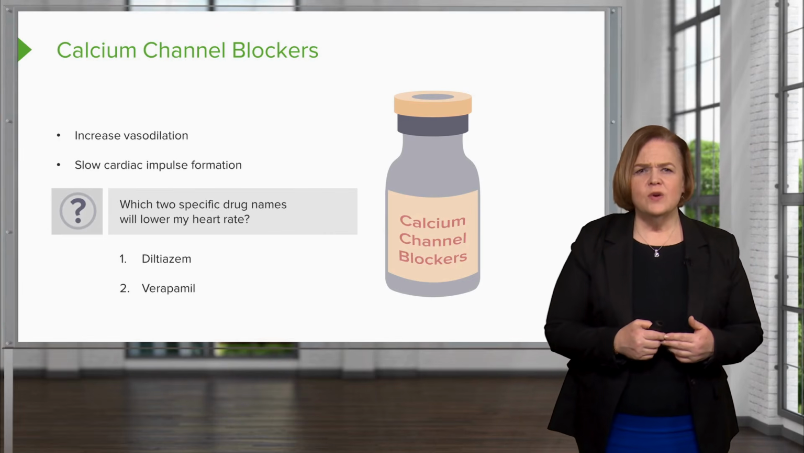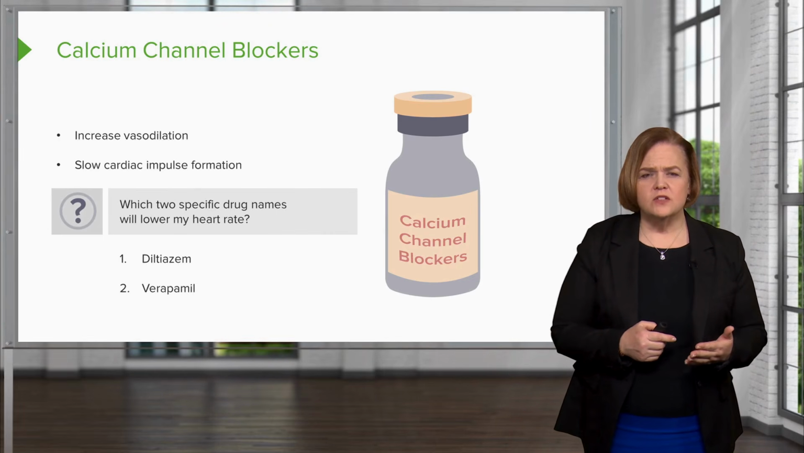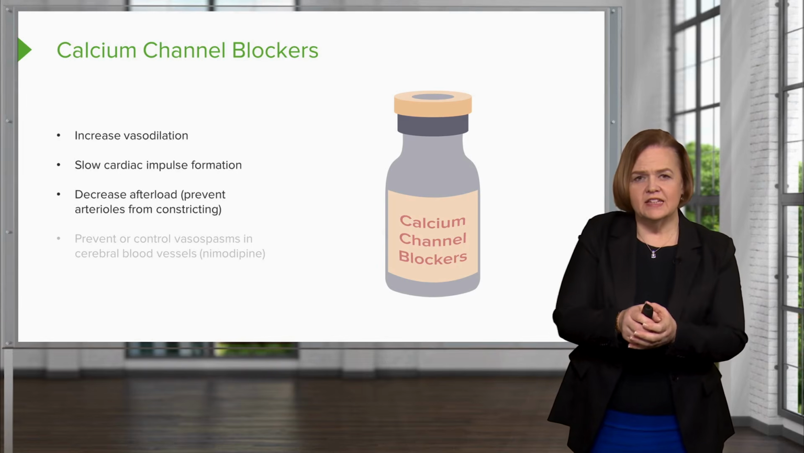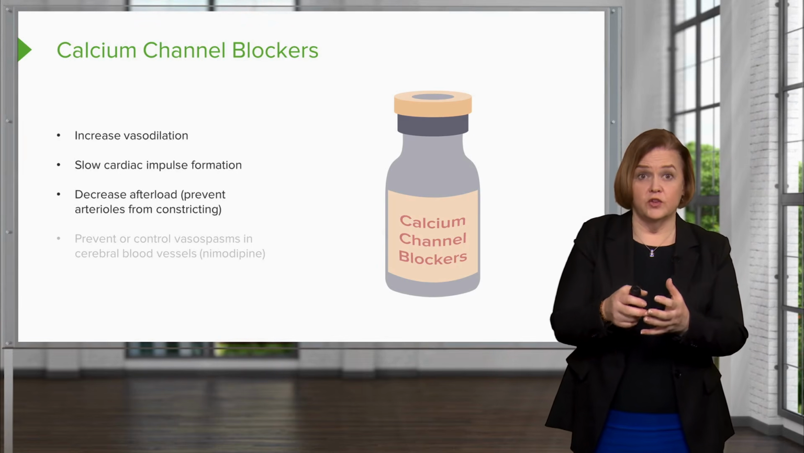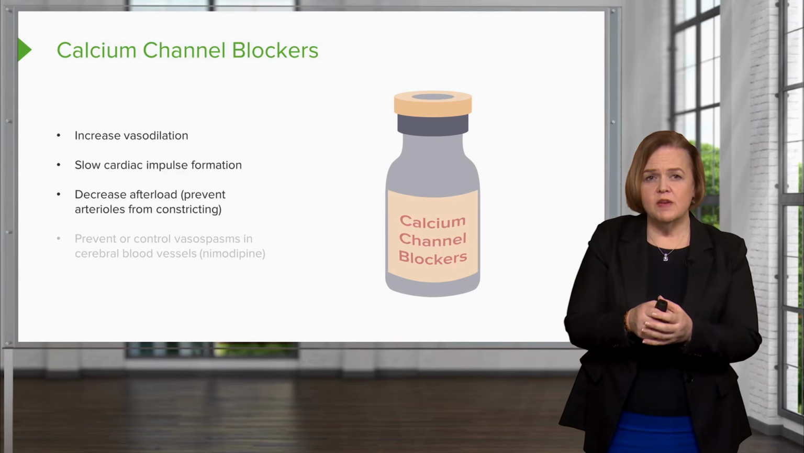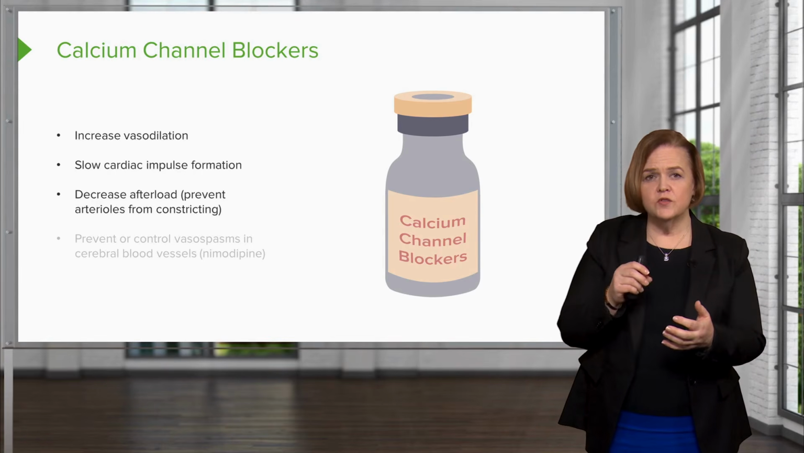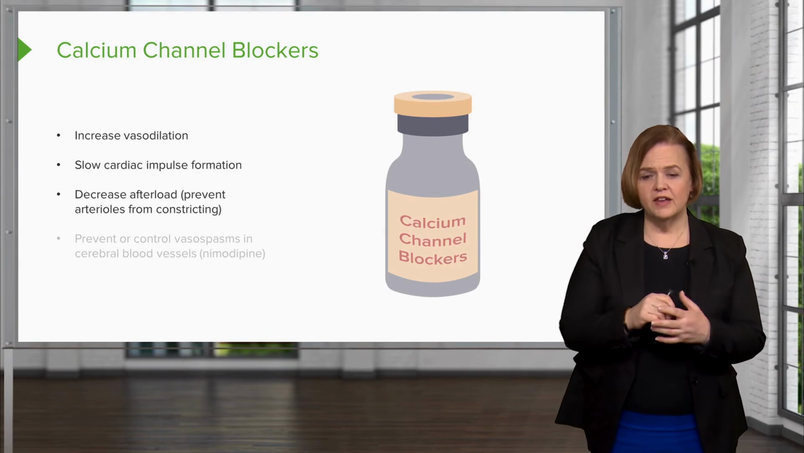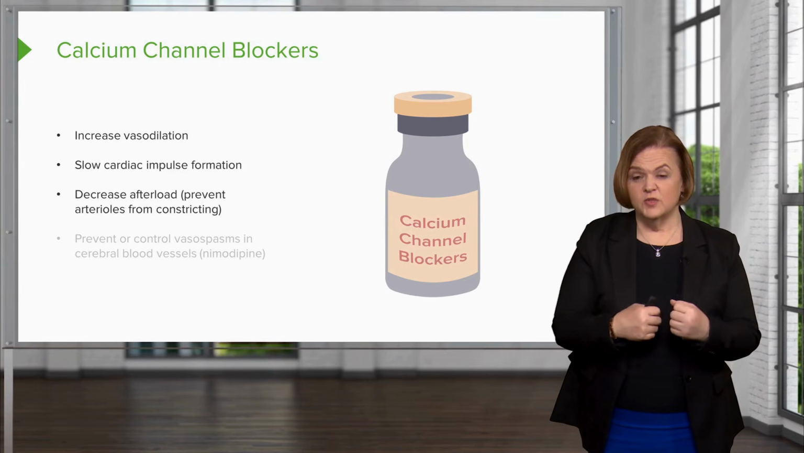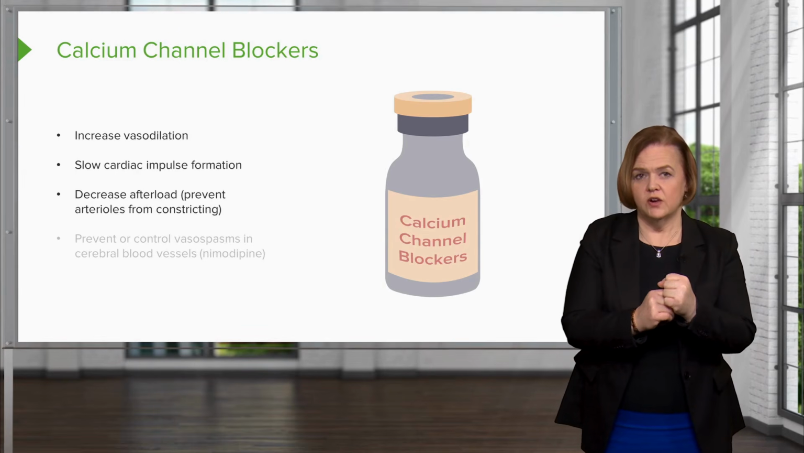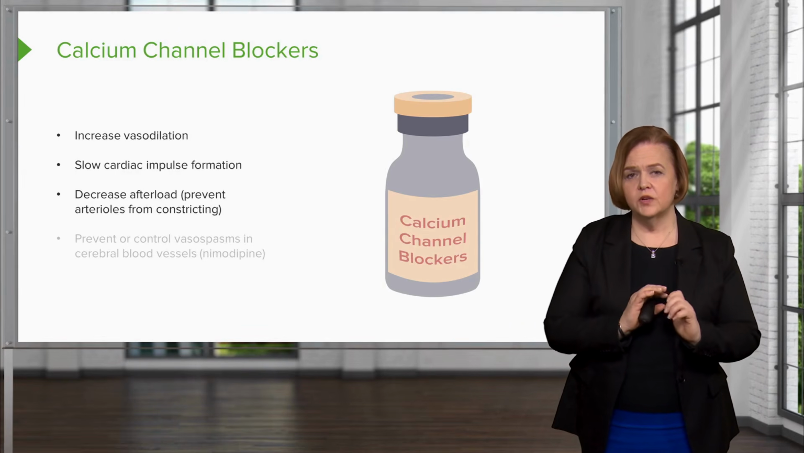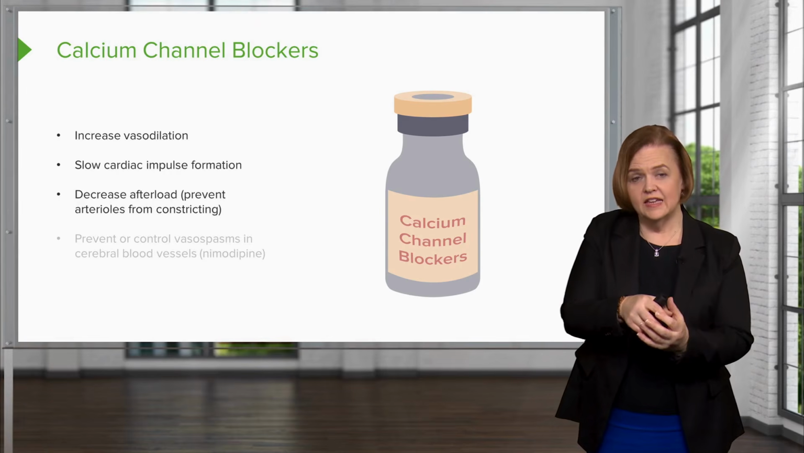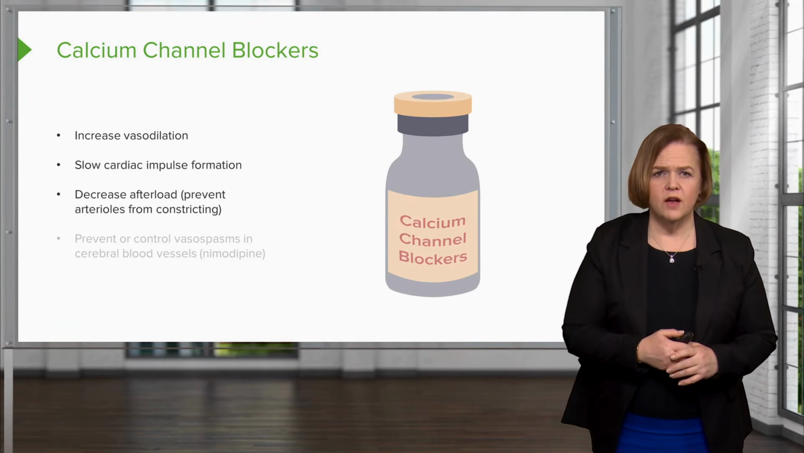So how is the afterload decreased by a calcium channel blocker? Well, anytime I can dilate arterioles, remember those are like the control valves in my blood pressure. So anytime I make those bigger, it's going to be easier for my heart, that left ventricle, to push blood out to the rest of my body. So remember, afterload is the resistance, how tight those vessels are, which really impacts how hard the left side of the heart has to work to push blood out. If those arterioles are dilated, then it's going to have a lot easier job.